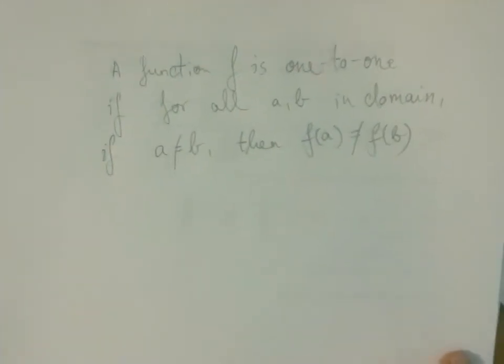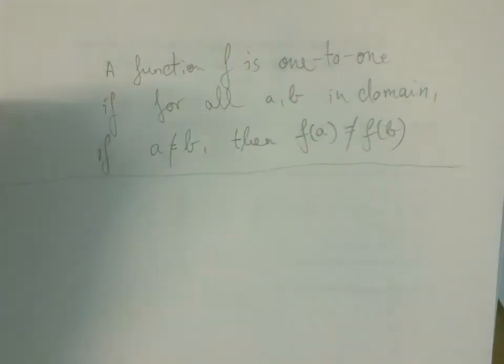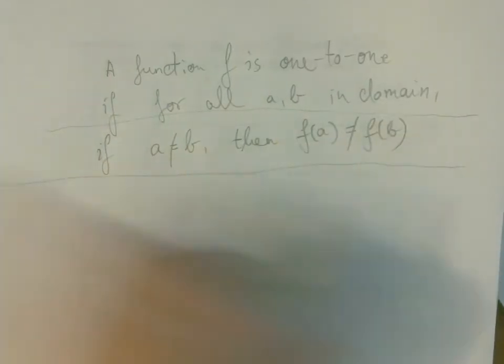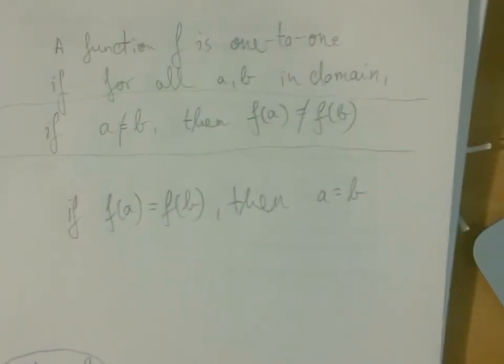If you have a function where you just find two x values with the same y value, that's it, the function is no longer one-to-one. And there are two ways to say one-to-one, and they are both kind of important. So let's state both. A function is one-to-one if for all a and b in the domain, if a and b are different, then the function values assigned to them must be different as well. Now there's another way to say that, which is logically equivalent. A function f is one-to-one if for all a, b in the domain, if f of a equals f of b, then a equals b.